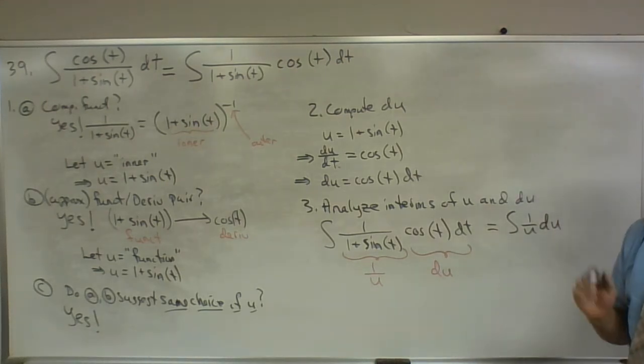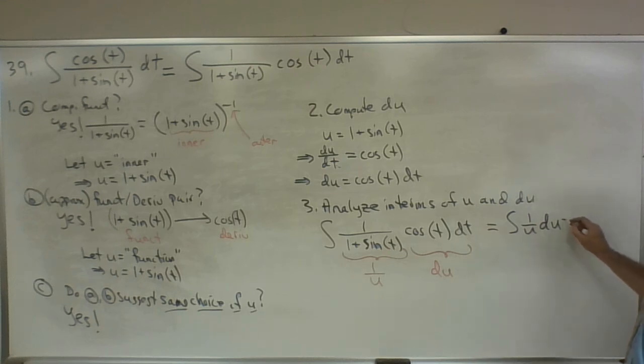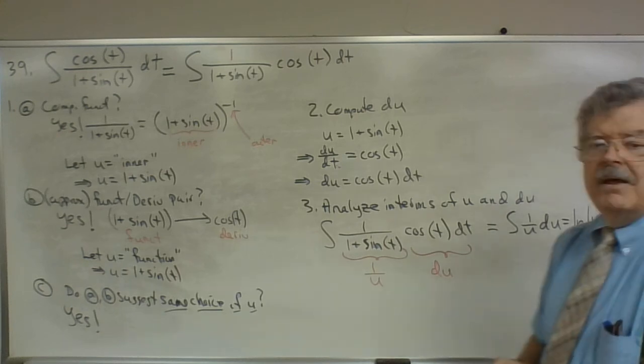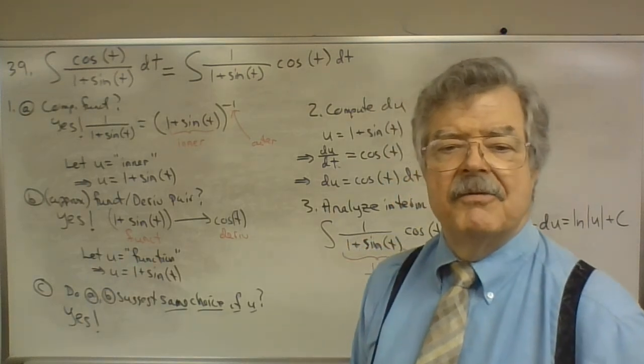And I guess I could go to step 4. We know what this is. This is a known form. It's natural log of u plus c. Okay. We're almost done. Let me erase some of the board.